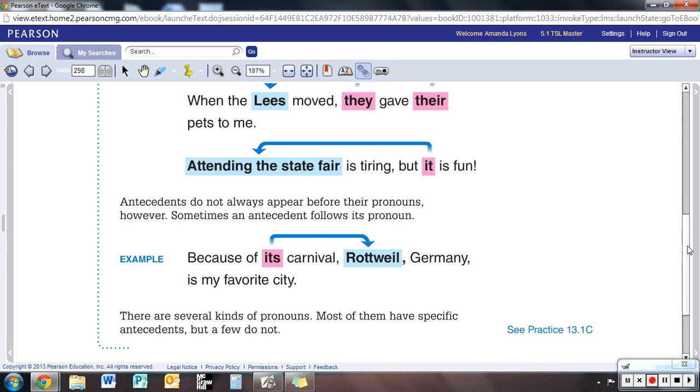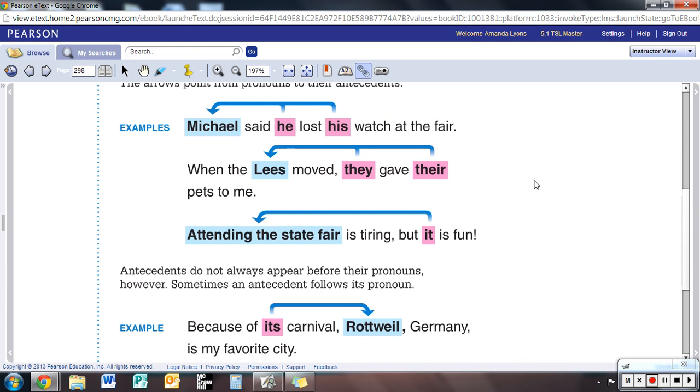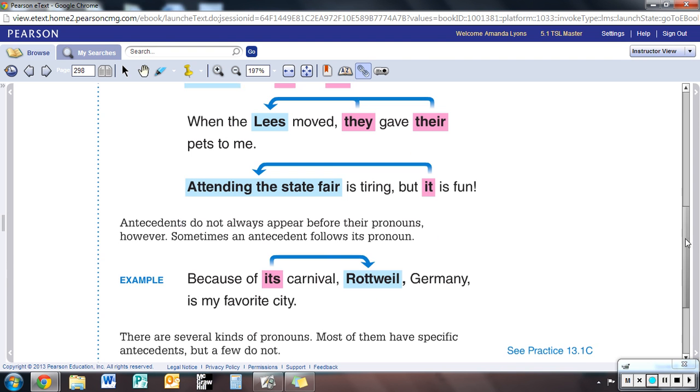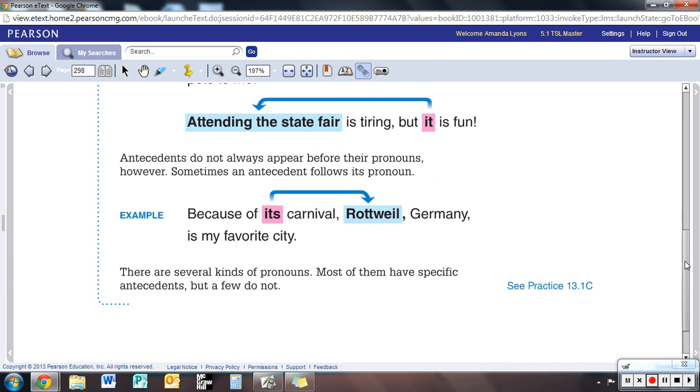So in the pattern that we've seen here, from these three sentences, we see that the antecedent, which is highlighted in blue, tends to come before the pronouns that are used in the sentence. And that's pretty generally the case. You're going to find the antecedent before you find the pronoun. But not always. Most of the time, yes, but not always. So that's the note that they're giving us here in the book. Antecedents do not always appear before their pronouns, however. Sometimes an antecedent follows its pronoun.